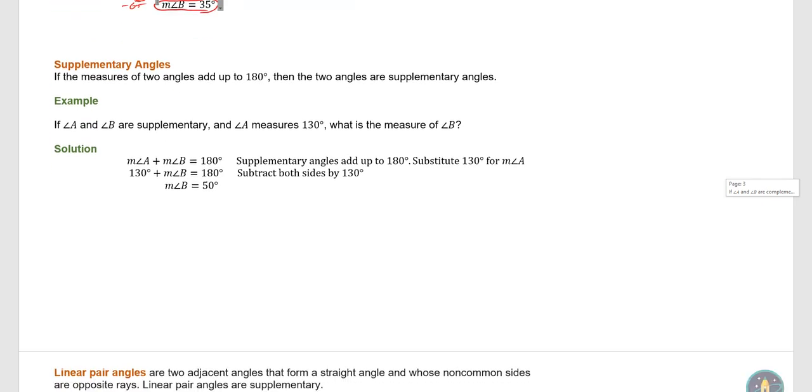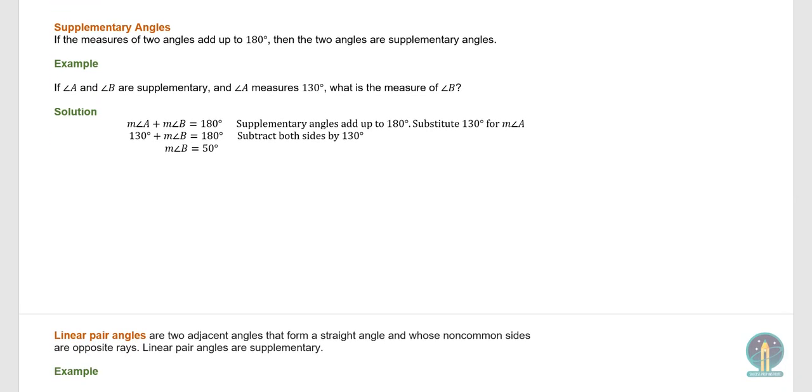Yet an additional type of angles are supplementary angles. If the measures of two angles add up to 180 degrees, not 90, then the two angles are supplementary. So 180 looks like this. Let's say I had this, this is 180, the total angle is 180. But let's say I had this angle and then this angle. So this angle and this angle are supplementary because they add up to 180 degrees.